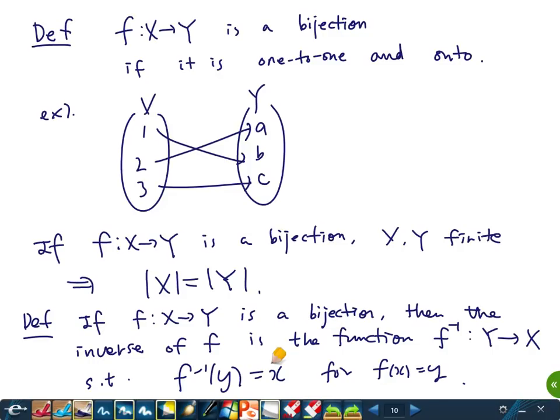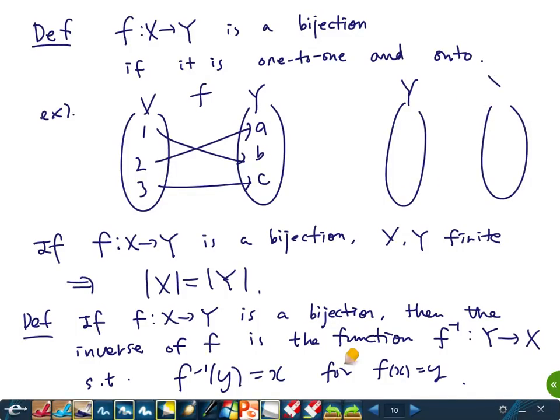Basically, the inverse map just reverses the arrows. So if this is f, what is the inverse? Y to X: a, b, c, just reverse the arrows. So a goes back to 2, b goes back to 1, and c goes back to 3. They look really the same here, but usually they don't have to look the same. So f inverse just reverses the arrows. The inverse function is important.